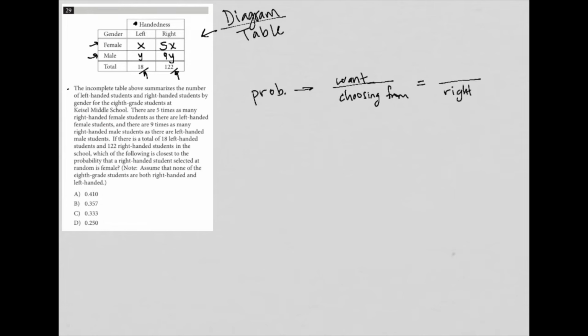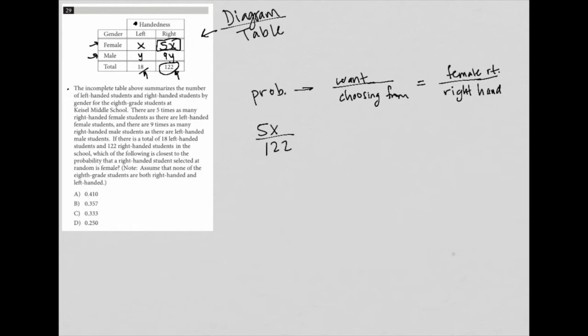So I'll just say right hand. That a right-handed student selected at random is female. So what I want out of the right-handed students is a female right-hand student, which I'll just say RT. Okay, so how many female right-handed students are there? Well, it is 5x. So that's my numerator. How many right-handed students are there to choose from? It is 122. So there's my probability. The problem is I still have this x term, so I can't actually solve the probability yet.